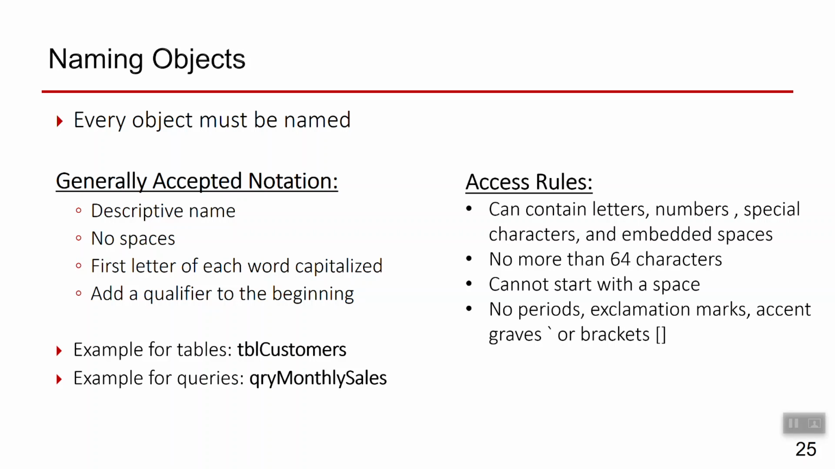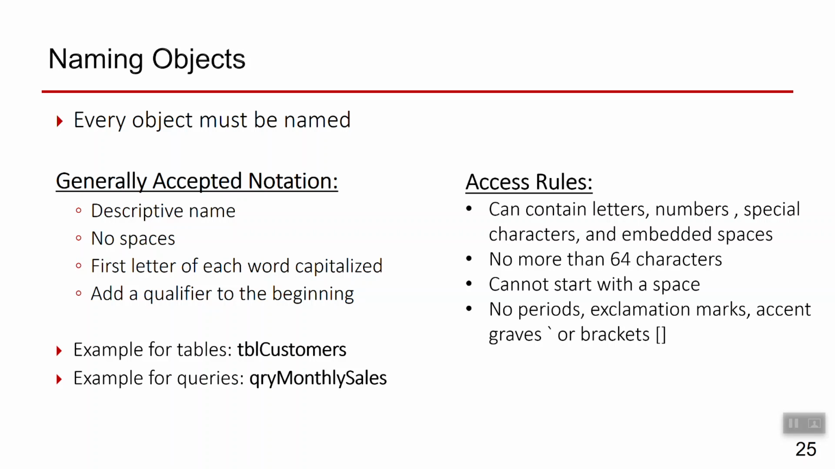In this segment, I'm going to talk about naming Microsoft Access objects, such as queries and tables. We like to use a standard way of naming objects so that it'll be easier to pass along databases from programmer to programmer. Our generally accepted notation is that we would use a descriptive name without spaces and capitalize the first letter of each word.